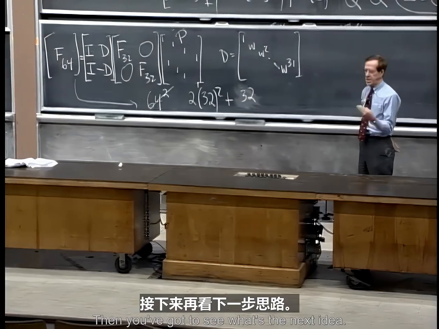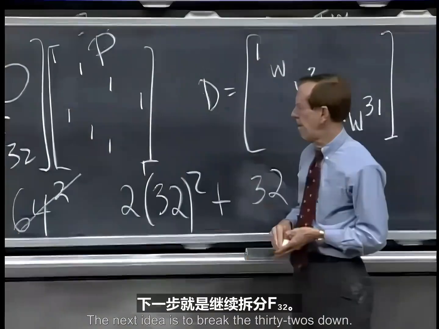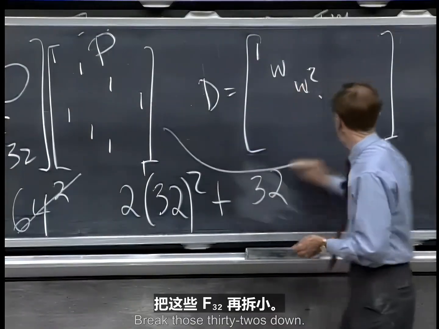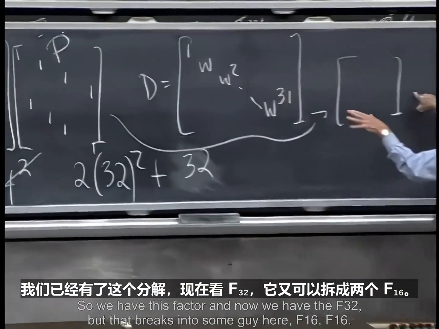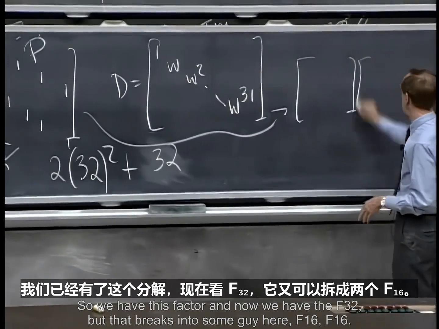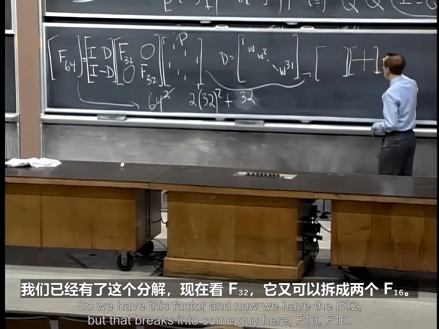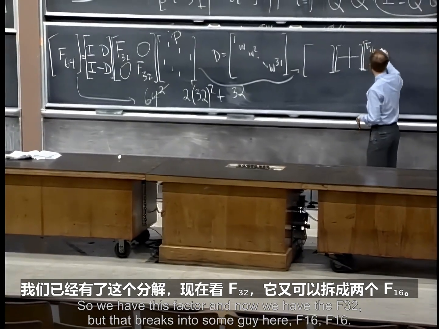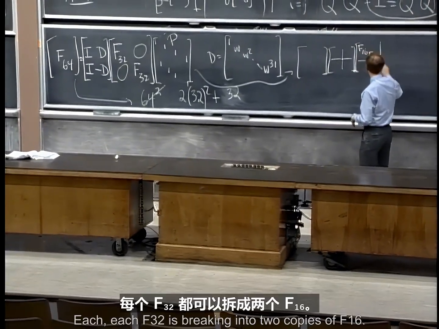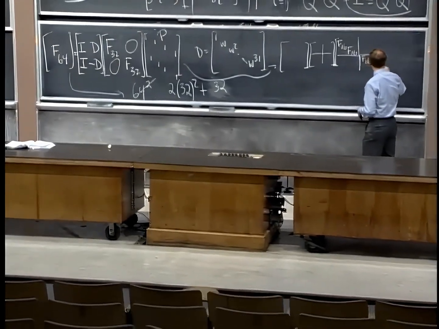Then you've got to see what's the next idea. The next idea is to break the 32s down. Break those 32s down. So we have this factor, and now we have the F32, but that breaks into some guy here, F16. Each F32 is breaking into 2 copies of F16.